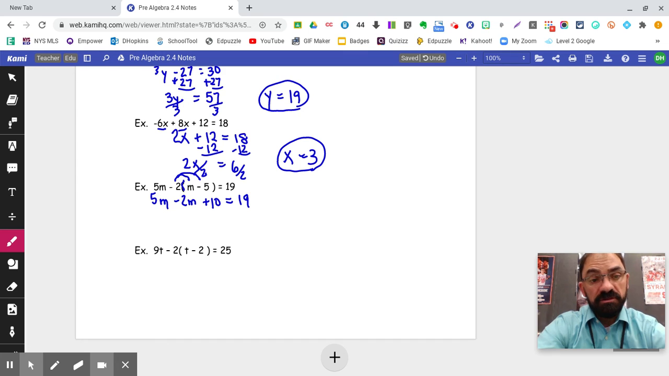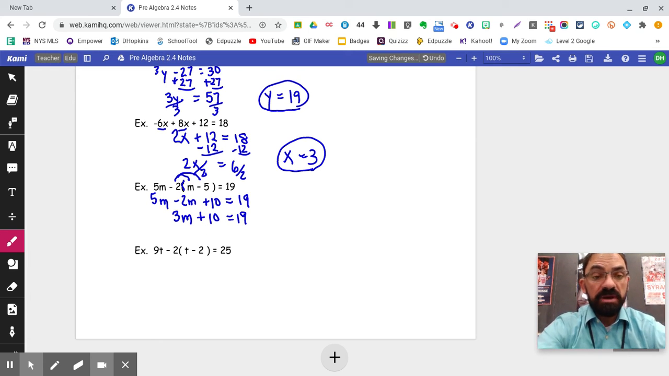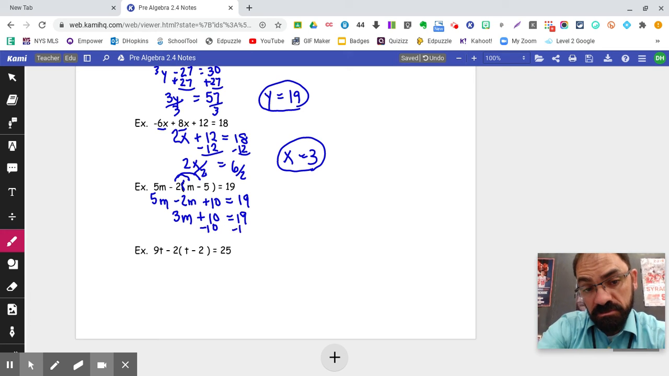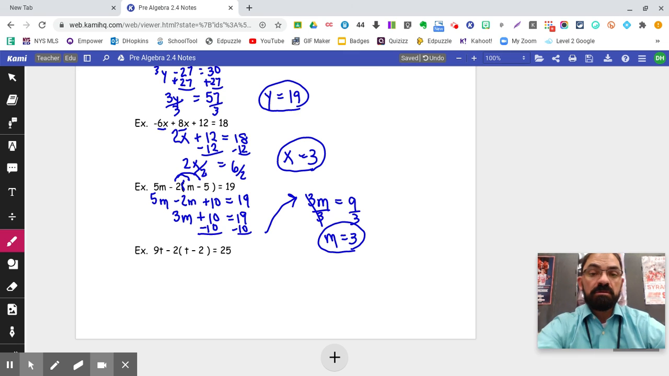Now we can combine like terms. 5m minus 2m, 3m, and back down to a 2-step equation. So subtract 10, we get 3m equals 9. And then we'll divide by 3. Great. Last one.